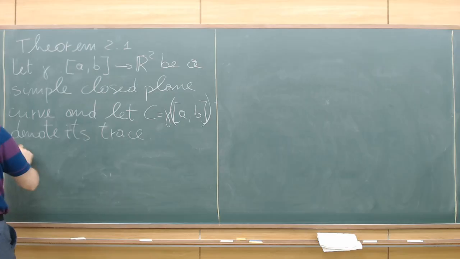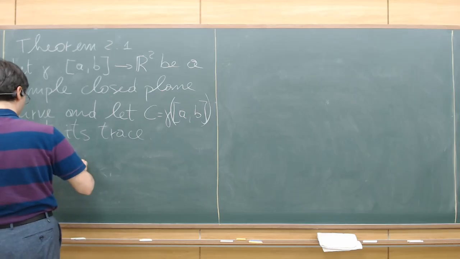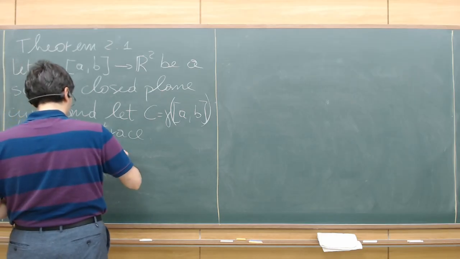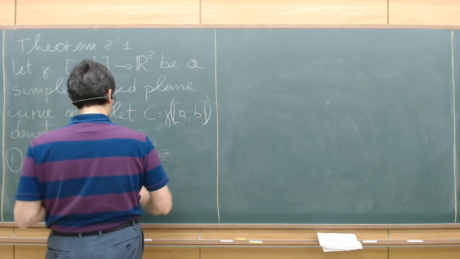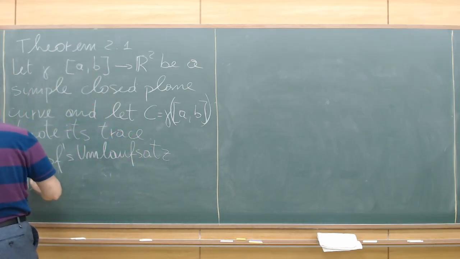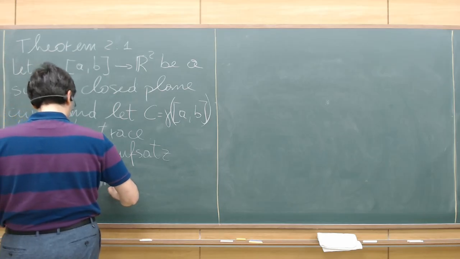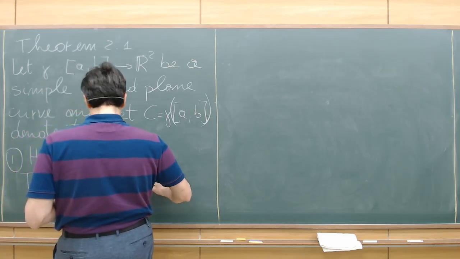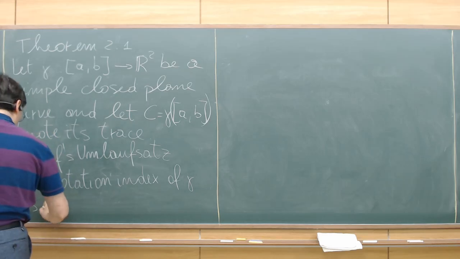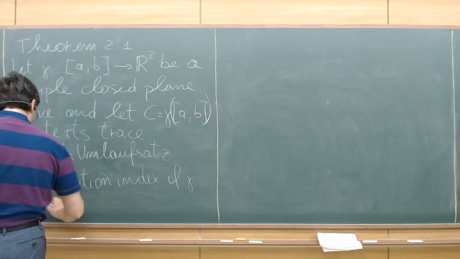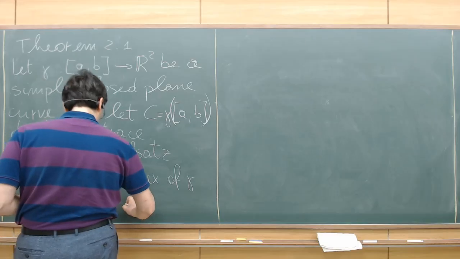Then we have the first theorem by Hopf, which says that the rotation index of gamma is either 1 or -1.